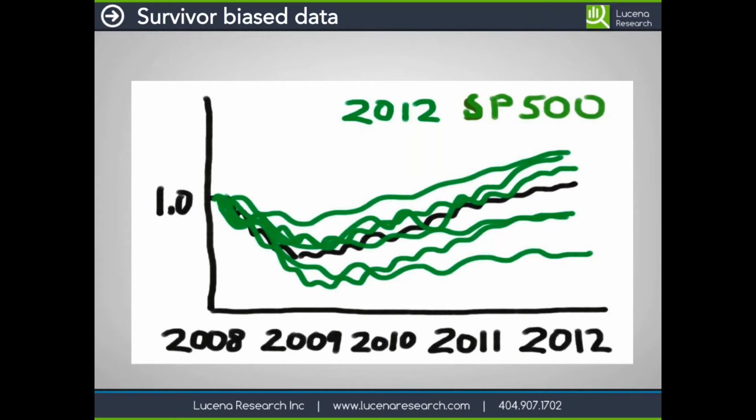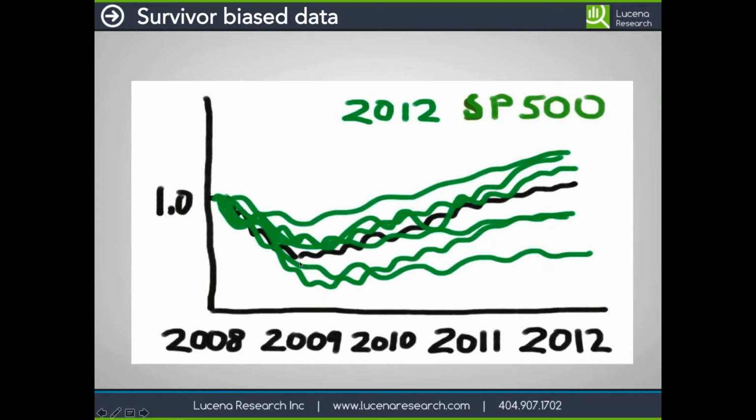Anyways, the universe of stocks that we're using in 2012 might be the members of the S&P 500 that were in the S&P 500 in 2012. Now you can see as we go through the downturn in 2008 and 2009, because we're using the members of the S&P 500 as of that date, we know they all survived that downturn.